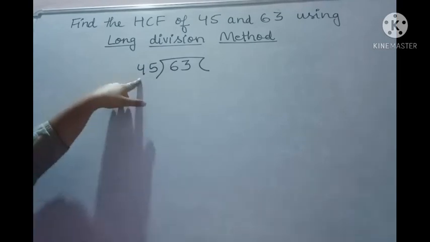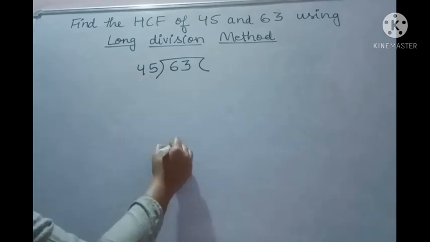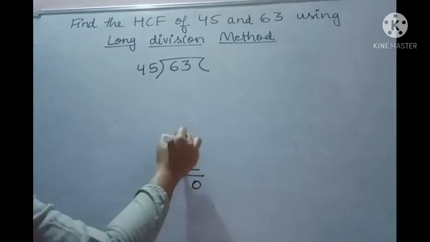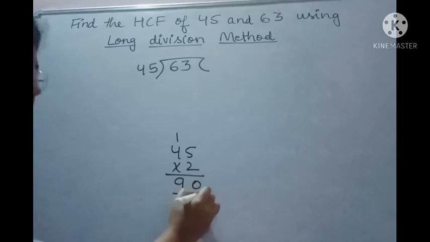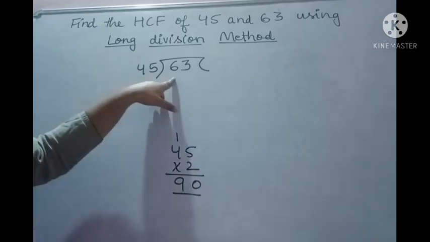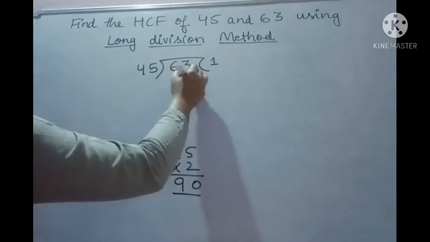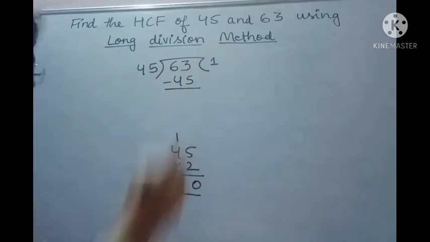Now obviously this is 45. Let's solve in the rough part. 45 into 2 is what? 2 5s are 10, 0, 1 carry, 2 4s are 8 and 1 is 9, so 90. And this 90 is greater than 63, so we cannot take 2 here. We will take 1. 45 ones are 45. You need to subtract it.